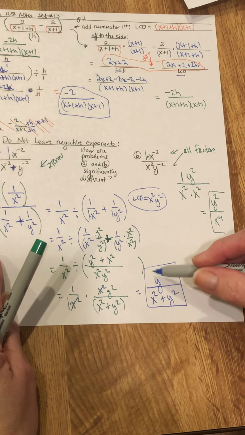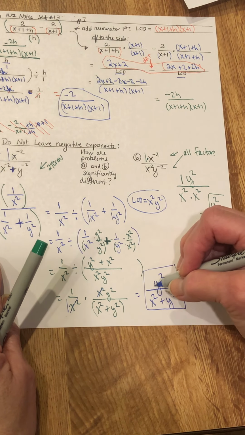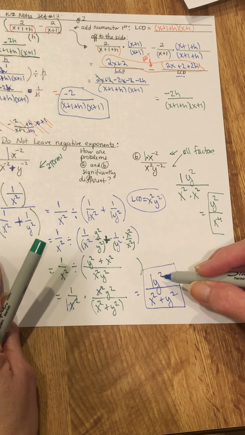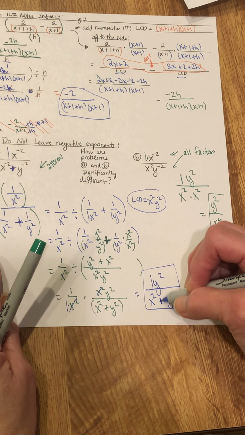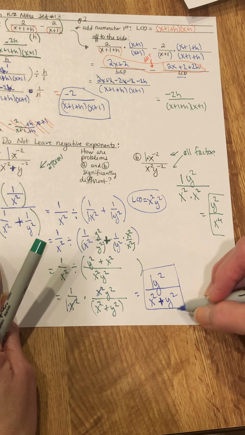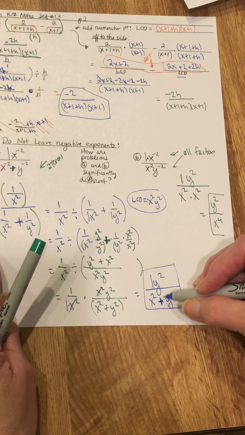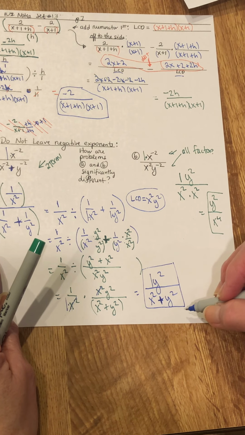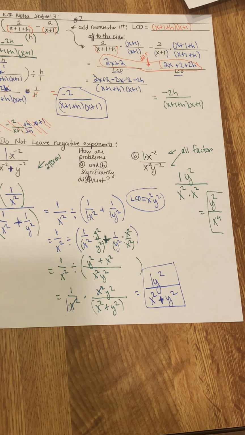You cannot cancel these y squareds. I mean, you can do the trick of calling that y squared a factor, but you can't down here. This y squared is not a factor of the entire denominator. It's a term in the denominator. So that's why you cannot reduce this anymore.